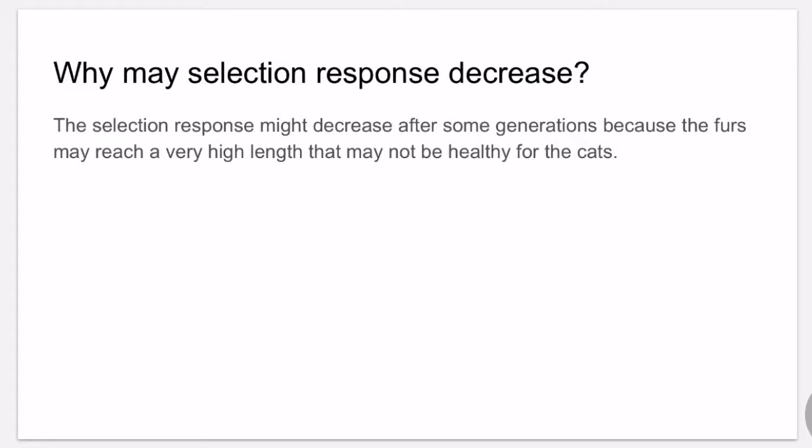It may decrease after some generations because the fur may reach a very high length that may not be healthy for the cats, and it may not be suitable for cat owners to groom or to keep up with. So generally, since people tend to like cats with longer fur, and the mean of our offspring population is higher than the mean of our original population, I would say that the selection experiment worked. Thank you.